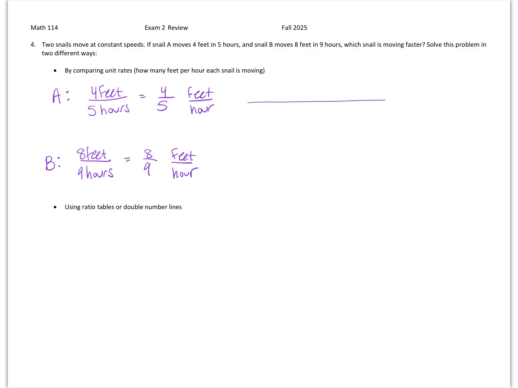If we put it on a number line, right here's 0 and 1. If we break this into 5 equal pieces, then we have 4 fifths about right here. And if we break it into 9 equal pieces, we see that 8 ninths is closer to 1 than 4 fifths is. So 8 ninths is faster. Snail B is faster.